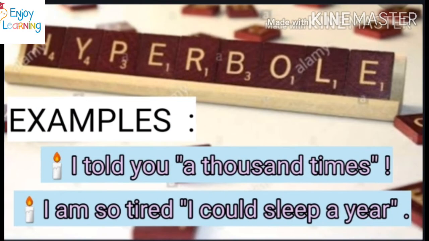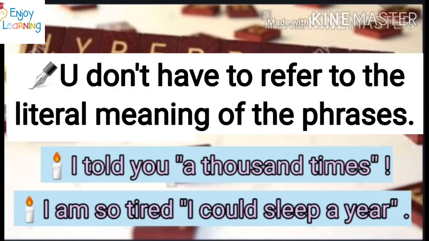Let's take up the examples. I told you 1,000 times. So here the term 1,000 times is being exaggerated. Next one is, I am so tired, I could sleep a year. You can't sleep a year. You can sleep a day, 24 hours, but you can't sleep a year. So this is how hyperbole makes something bigger than it really is.